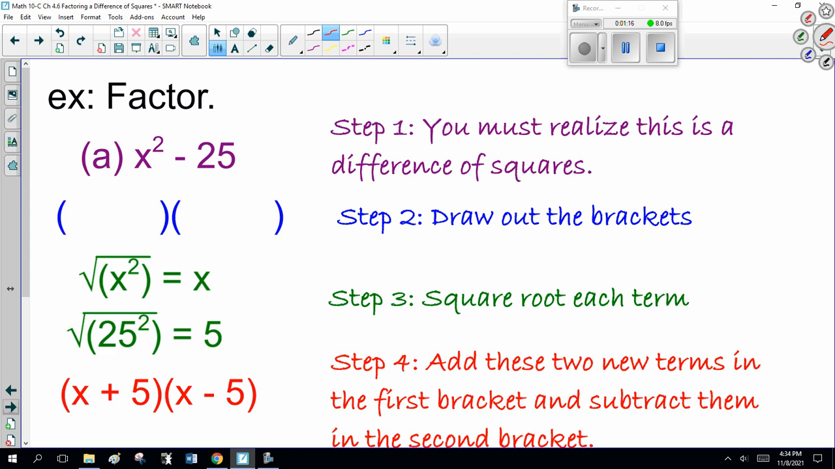Step 4, add these two new terms in the first bracket and subtract them in the second. So it's (x + 5)(x - 5). And yes, it doesn't really matter where the minus and plus signs go. Sometimes I'll forget and put the minus sign first. It doesn't matter when you FOIL it out.